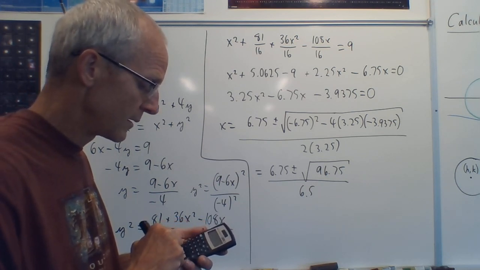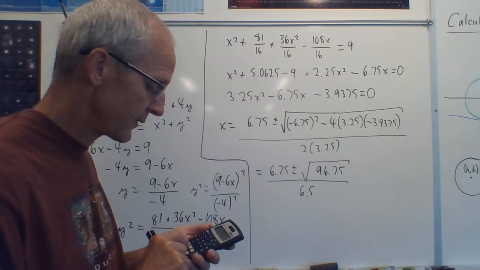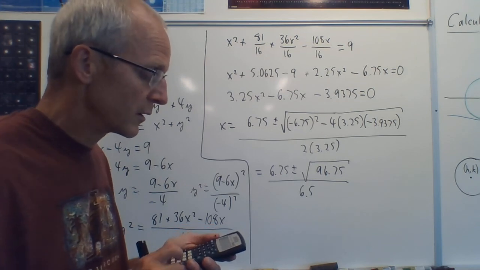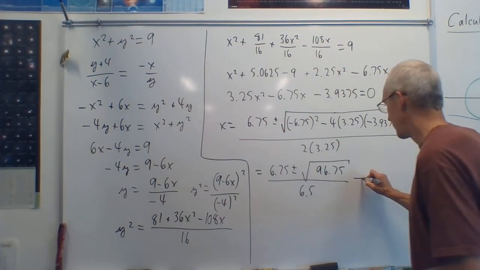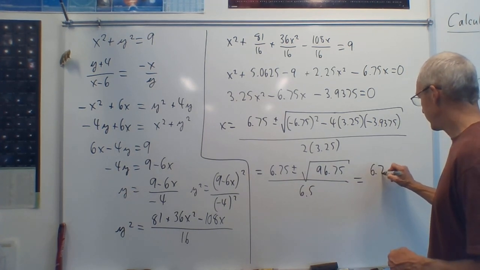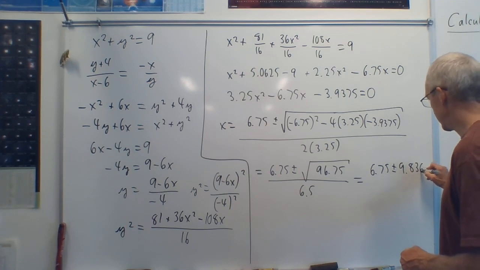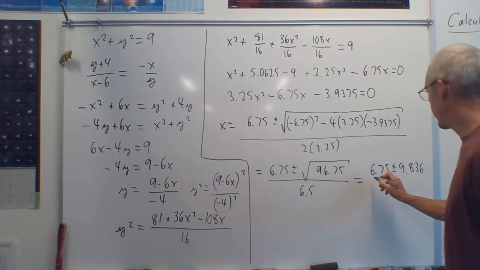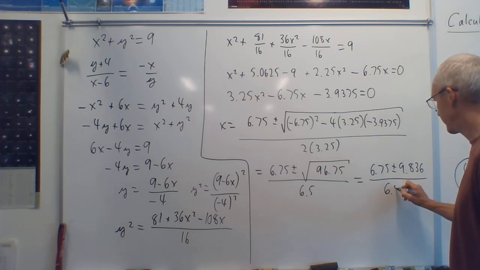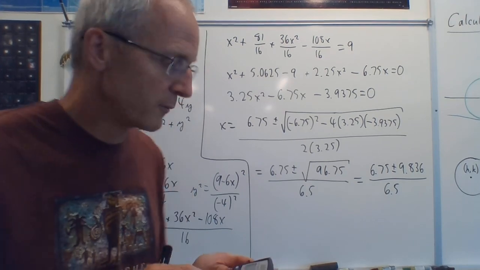So the square root of 96.75 equals 9.836 about. So 6.75 plus or minus 9.836. That's what I said, right? 9.836, all divided by 6.5. Let's take the plus one first. Let's get the positive one first.